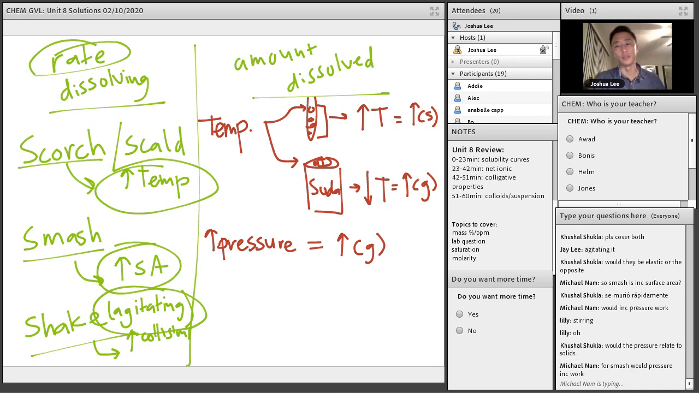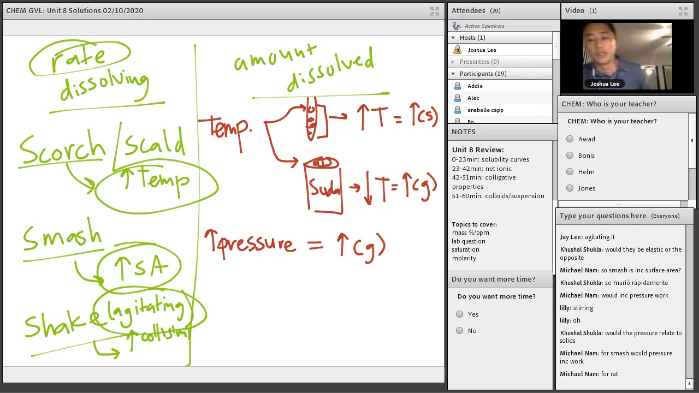Would the pressure relate to solids? Not really. For smashing, would a pressure increase work? For a rat? No. You would just kill the rat.